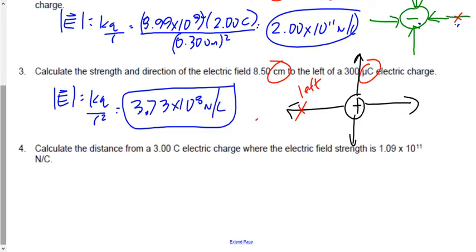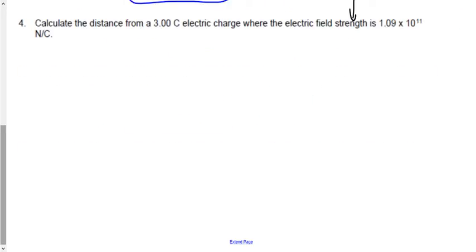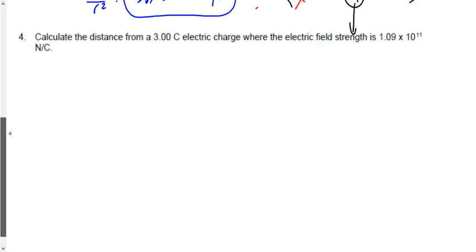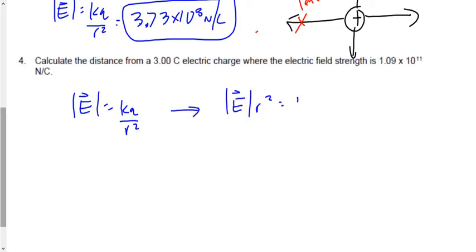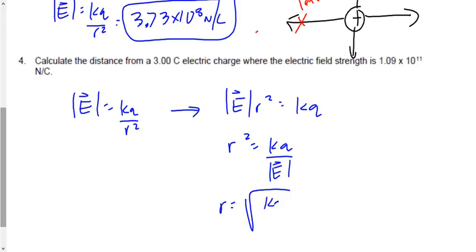Okay, number 4 says calculate the distance from a 3 coulomb charge where the field strength is 1.09 times 10 to the 11. Here we're going to use the producer equation again. This time I'm going to solve for R. Take the R squared up by multiplying to get it on the top, and then let's take the E down by dividing. Now what do you got to do to get R by itself? Square root it, yeah. So R is the square root of KQ over E.